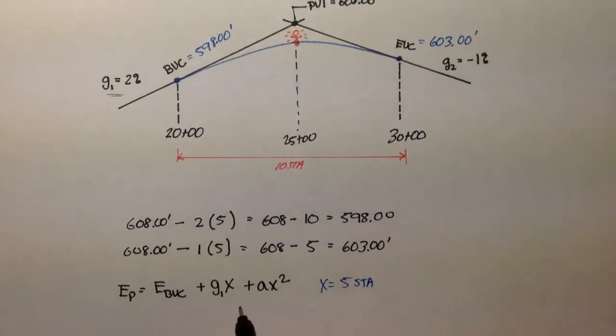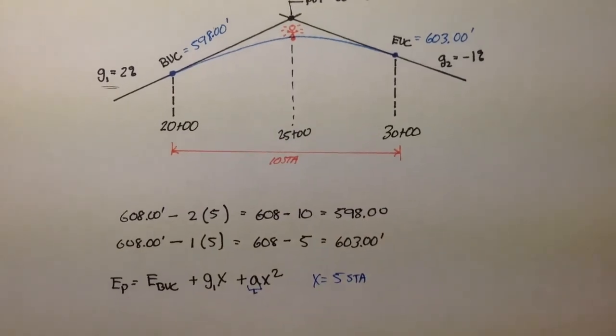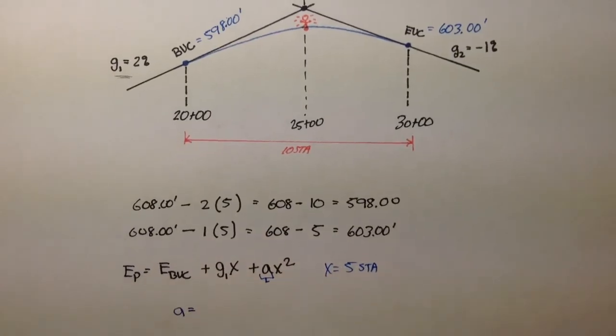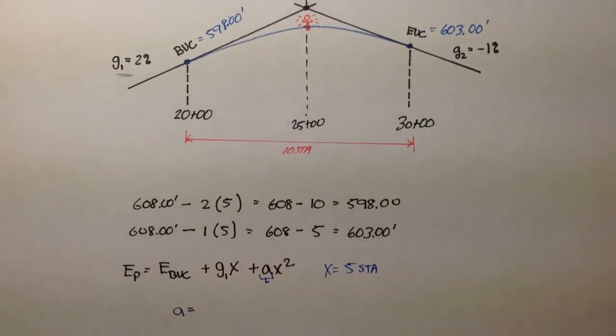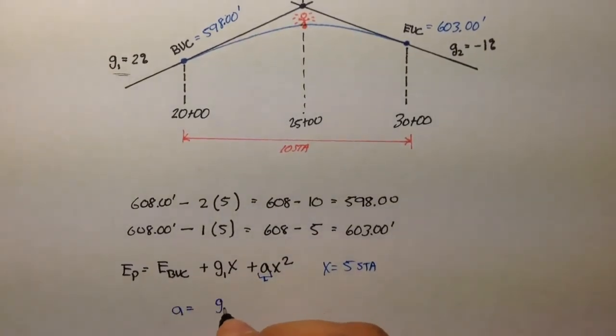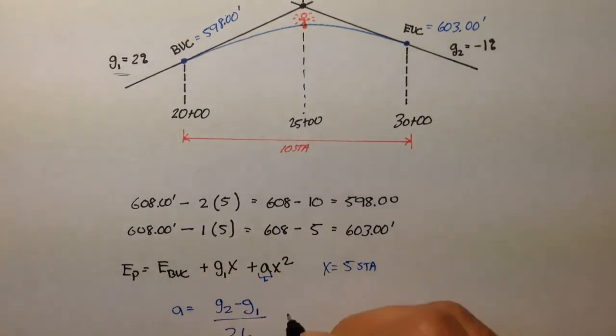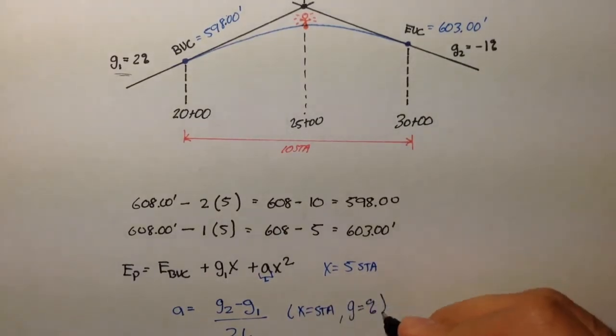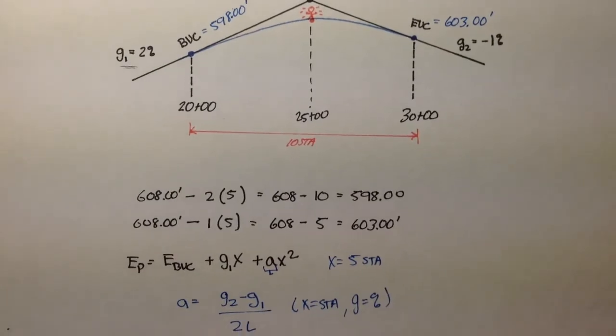So I'm actually going to solve for the A term first, just so we can get that out of the way. The A term, remember from the last several videos, was G2 minus G1 over 2L. And remember, if X is in stations, which it is, we want the grade to be in whatever percent form it is in currently. We don't want to convert the percent into decimal.